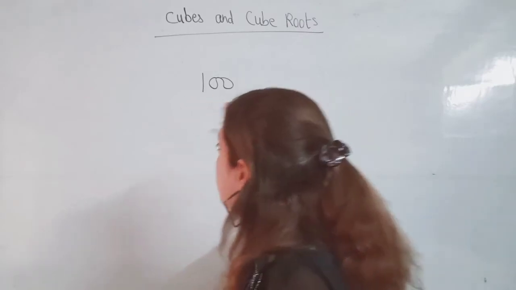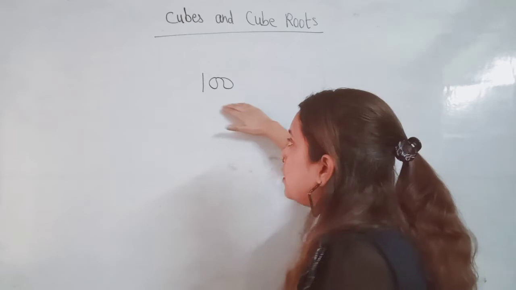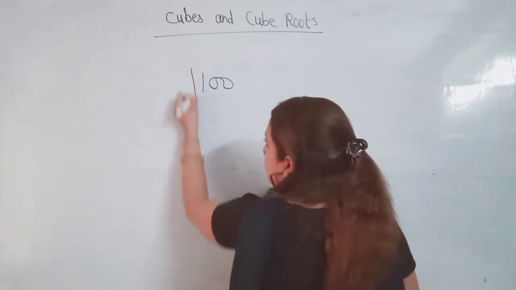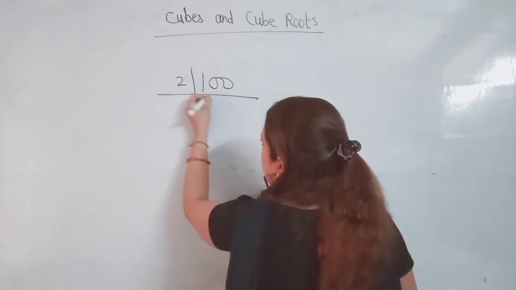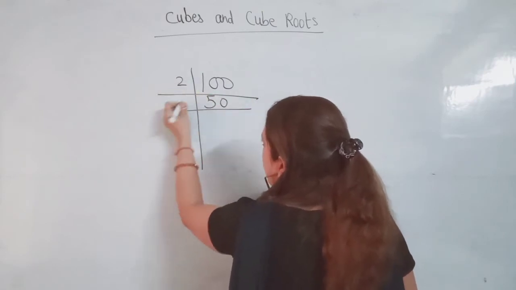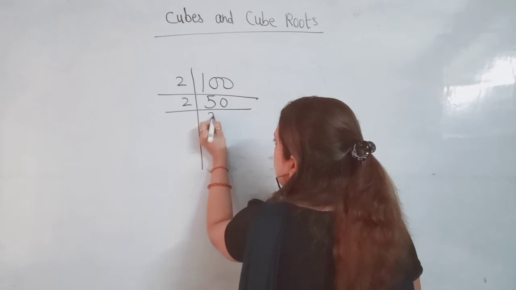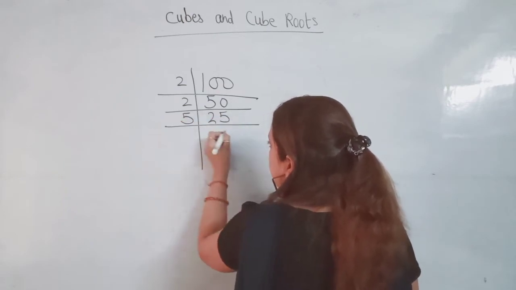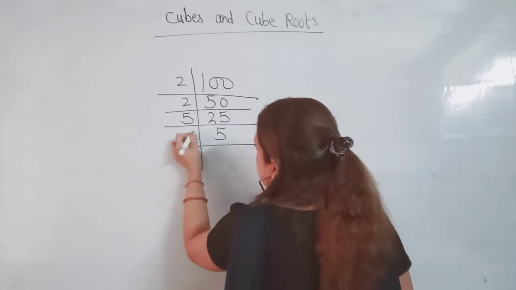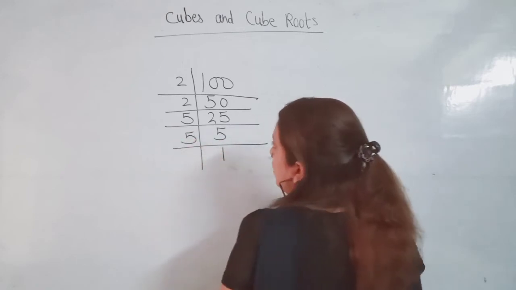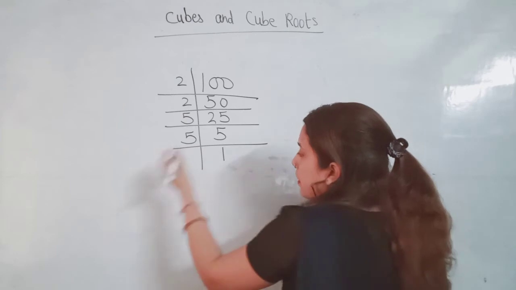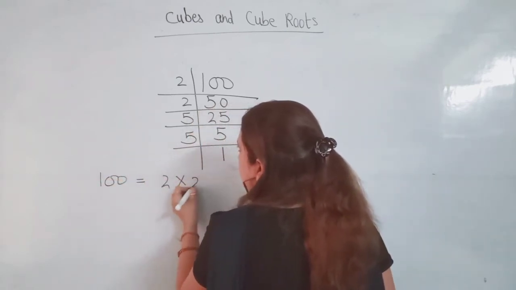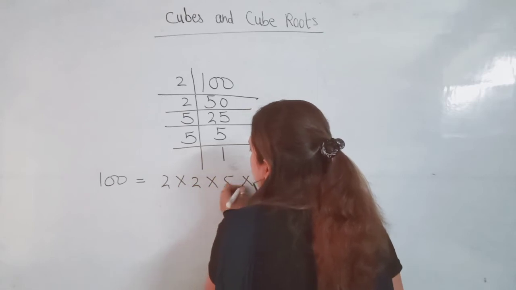So first, how to find that number? First we do the prime factorization of 100. 2 5s are 10, 2 2s are 4, 2 1s are 2. Now 5 5s are 25, 5 1s are 5. Okay, and then write down the factors: 2 into 2 into 5 into 5.